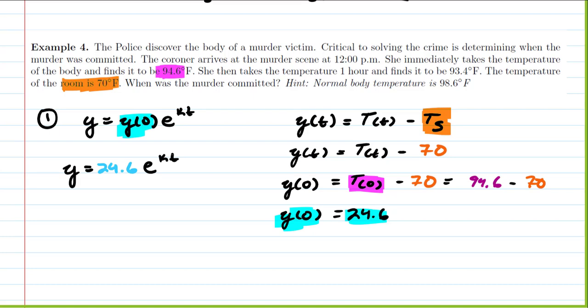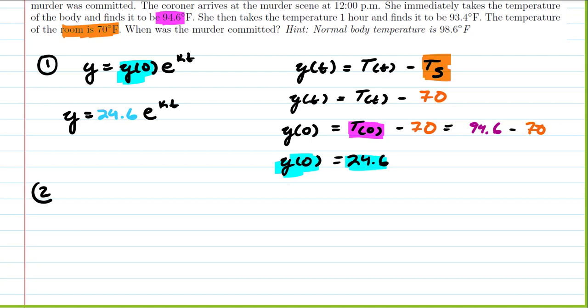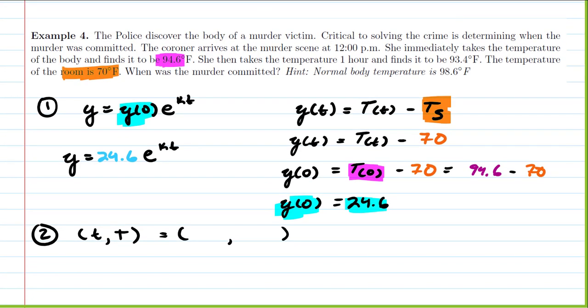So our normal step 2 is we need to find a time and a temperature that go together. So a time and a temperature that pair up. Well, our time and our temperature that pair up is, we know after 1 hour, the new temperature of the body was 93.4. So 1 and 93.4.